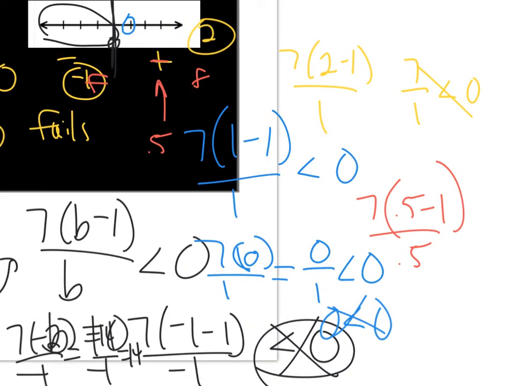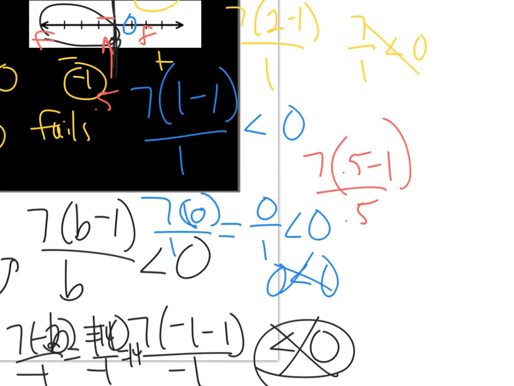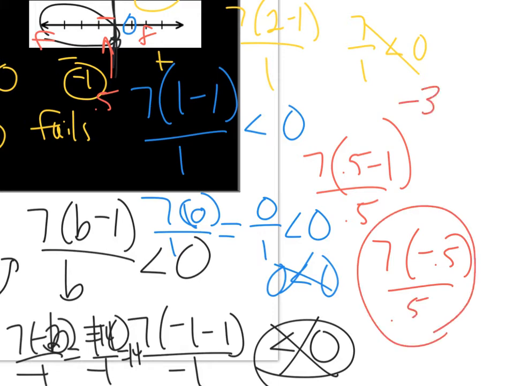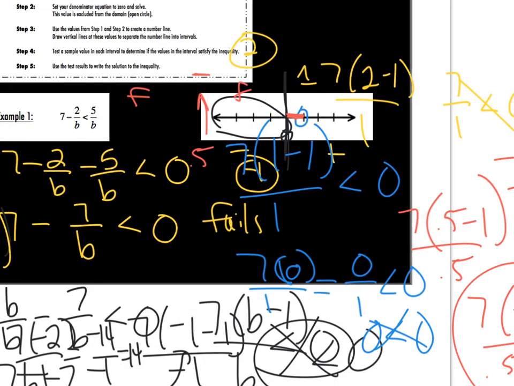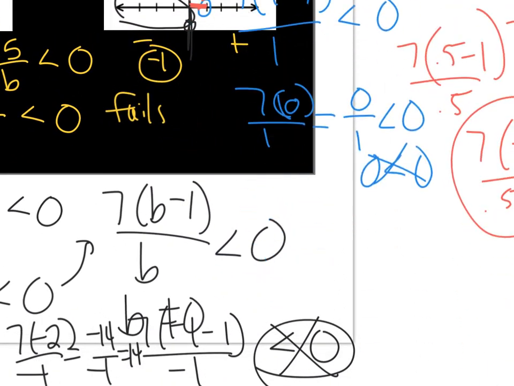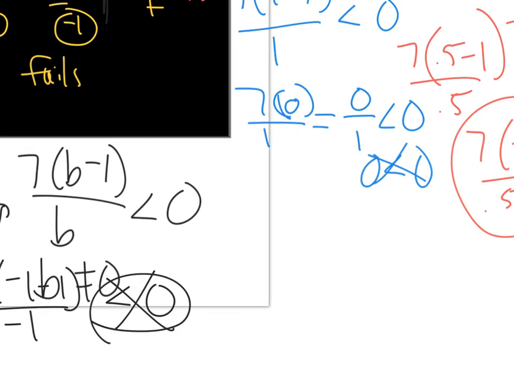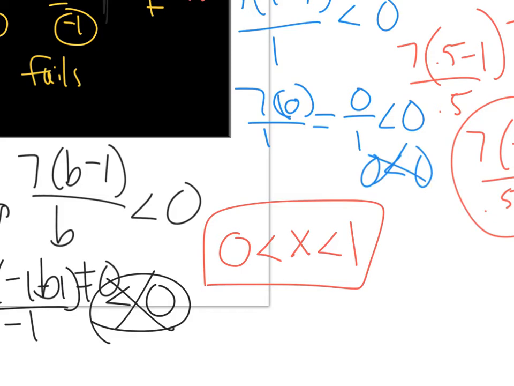So when I do this, that becomes 7 negative 0.5 over 0.5. So that becomes negative 3.5 over 0.5, which ends up being negative 7. Is that less than 0? Yes. All right, so this little gap from 0 to 1 becomes my only range that's true. So my solution, after all that mess, is going to be 0 less than x less than 1. That is my range right there.